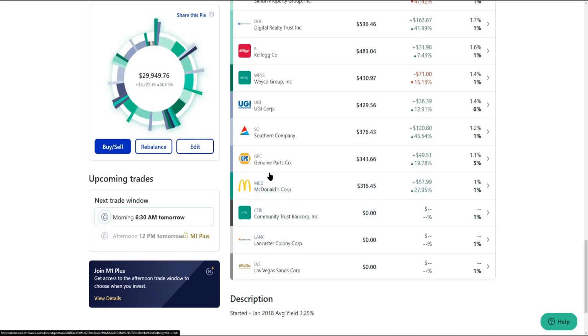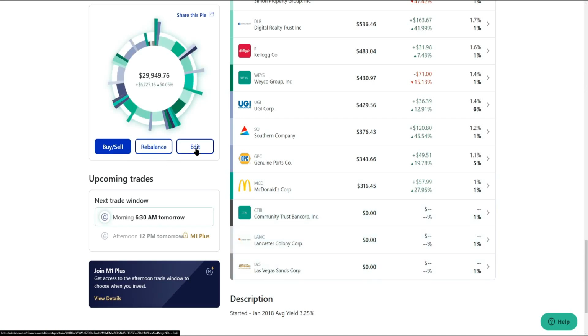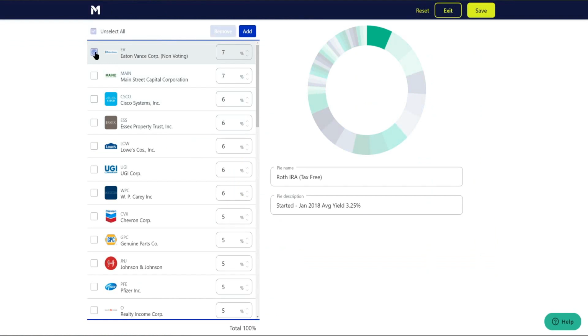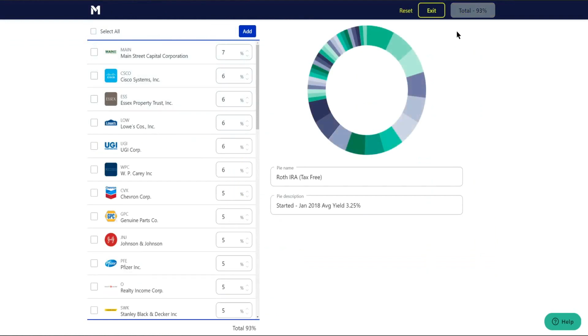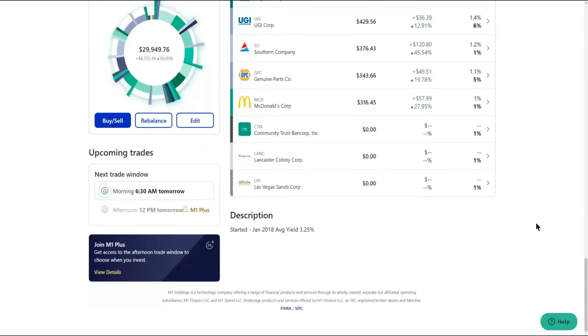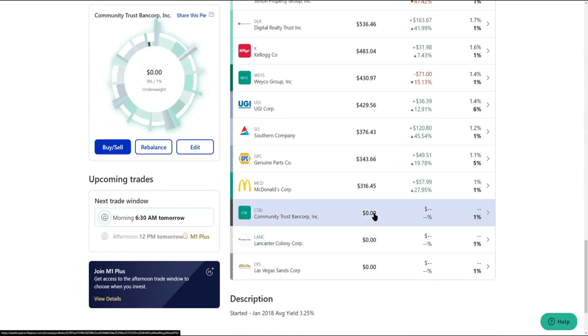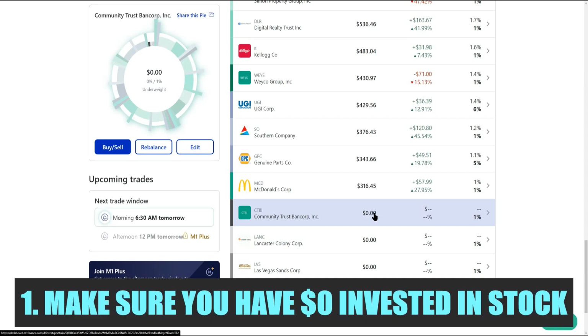Now, if you had equity invested within these and you went in here and edited them and removed them, what it's actually going to do here is, let's just hit exit. I'll remove these ones, but what you need to do prior to removing them from your portfolio, if they have equity, is sell off all of the equity invested in the stocks first.